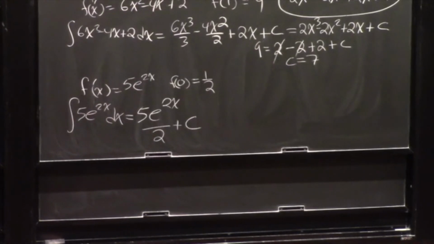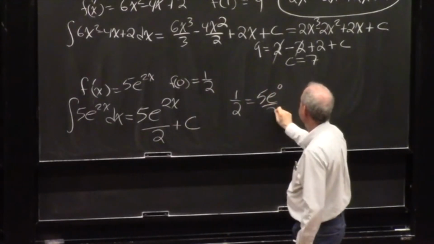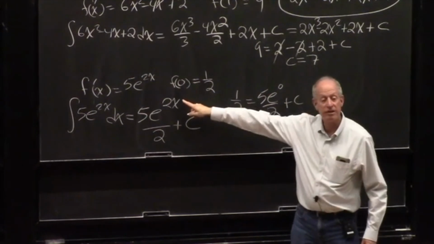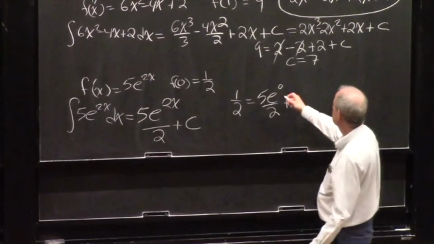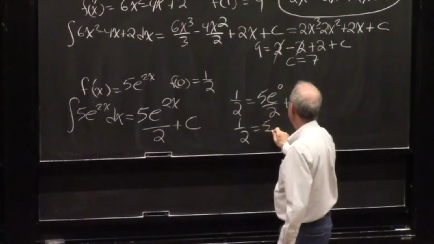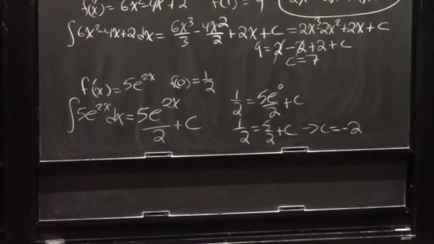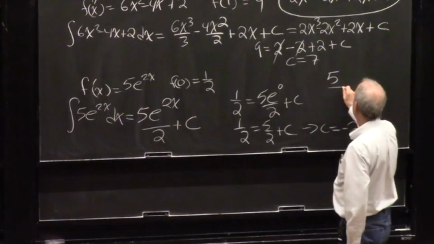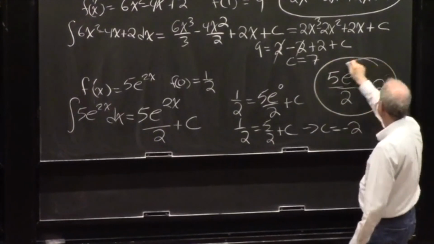All right, and then I tell you f of 0 is a half. So 1/2 is 5e to the 0 over 2 plus c, because when you plug in 0, that becomes 0. And what's e to the 0? E to the 0 is 1, because anything to the 0 is 1. So a half is 5 halves plus c. c is negative 2, because 1/2 minus 5 halves. And now we go back to the equation and plug in minus 2. So you get 5e to the 2x over 2 minus 2, and that's f of x.